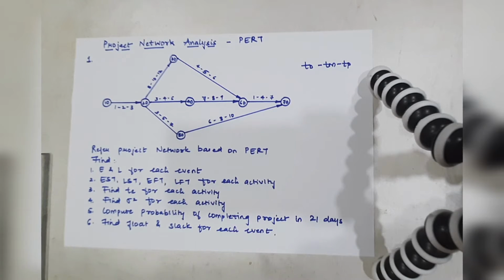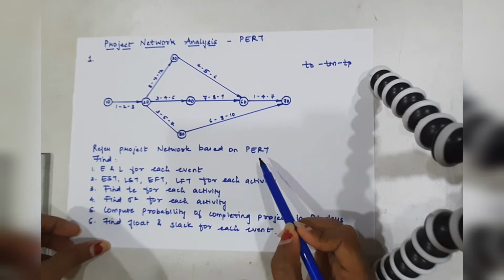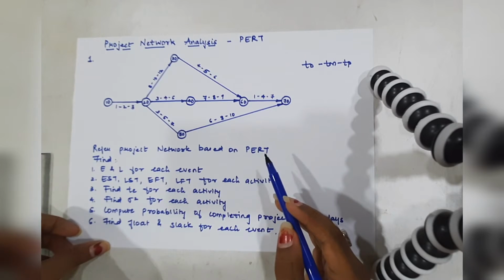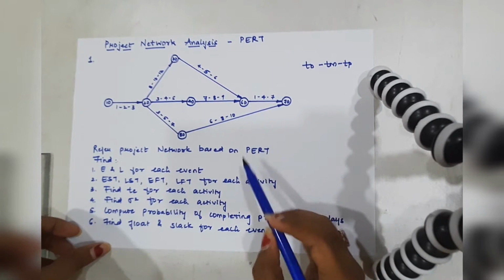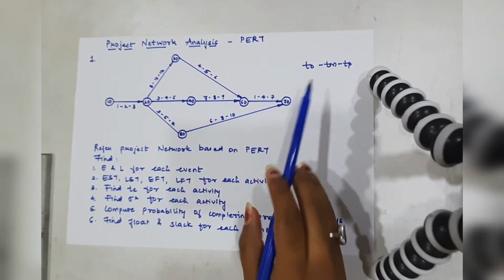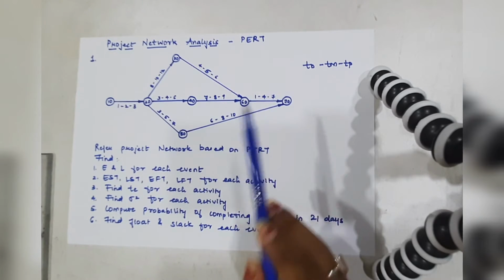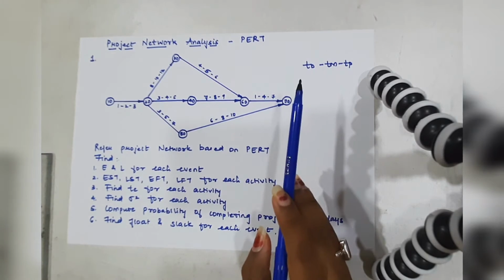So today we are going to discuss a numerical on PERT. In this question we have a project network diagram which is based on PERT. As discussed in our earlier presentation video, in case of PERT we have three time estimates, represented as T suffix O, T suffix M and T suffix P. Let us first understand what all these time estimates are.